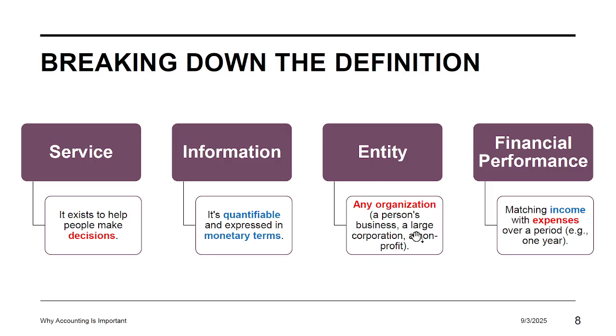Okay. And it measures the company's financial performance. What does it mean, the financial performance? It means that you match the income, the revenues that the company receives, with all of the expenses over a period. For example, we can see how much a company earned in one month, one year, or a quarter, and how much the company spent, right?